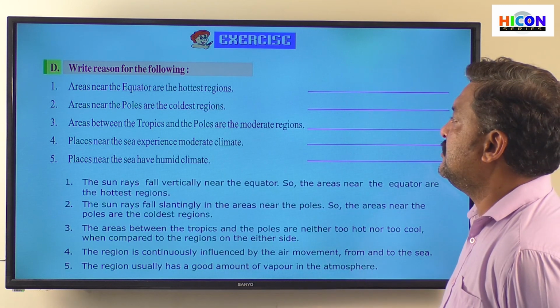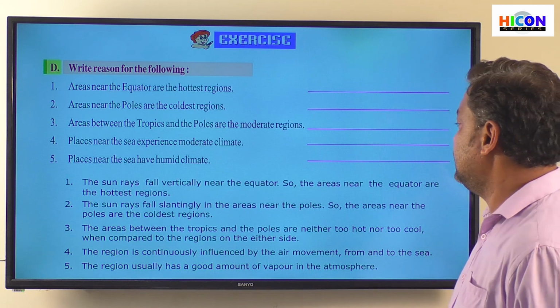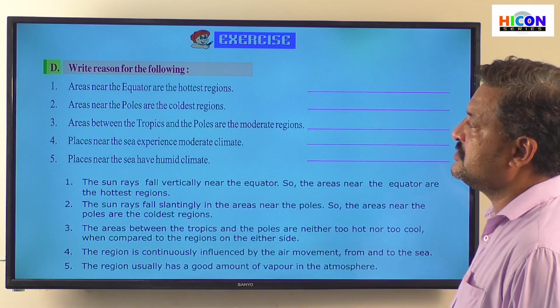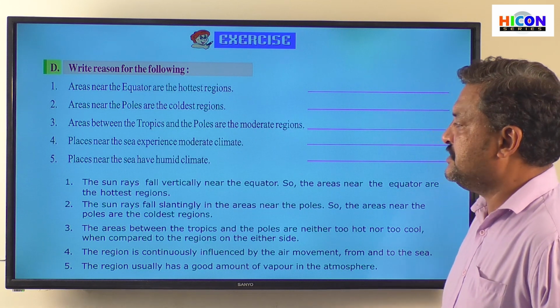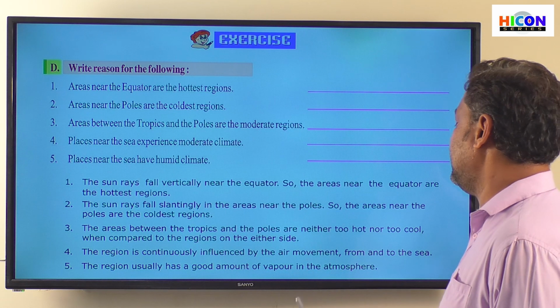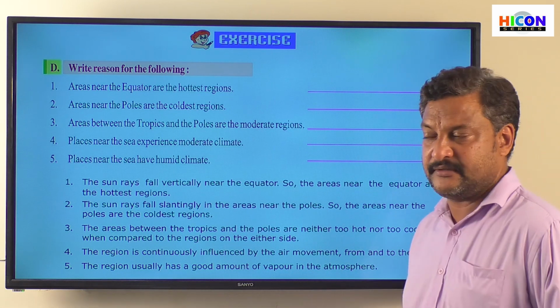Areas near the equator are the hottest region. The sun rays fall vertically near the equator. So, the areas near the equator are the hottest region. Second, areas near the poles are the coldest region. The sun rays fall slantingly at the areas near the poles. So, the areas near the poles are the coldest region.